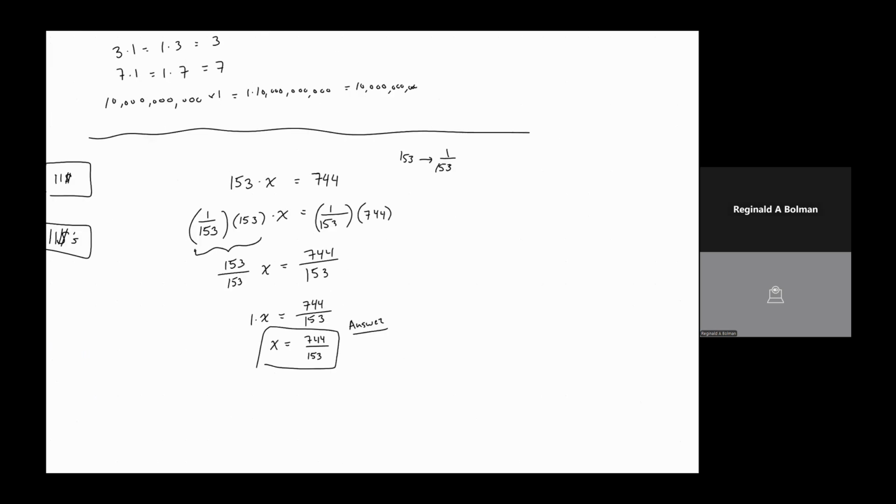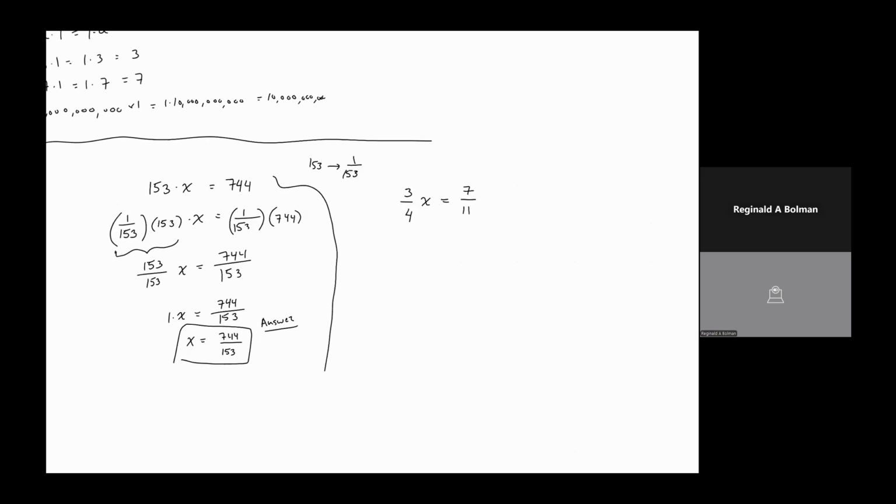Now, this method works if we have a bunch of nasty-looking fractions on both sides of our equal sign. If you have something like 3/4 x is equal to 7 over 11, just as before, all we have to do is take our number that's in front of our x, and think about what happens if I throw it into the denominator of a fraction. So now you'll have 1 divided by 3/4, and of course that gives us 4/3. Said another way, the reciprocal of a fraction is always just flipping the fraction over on itself.